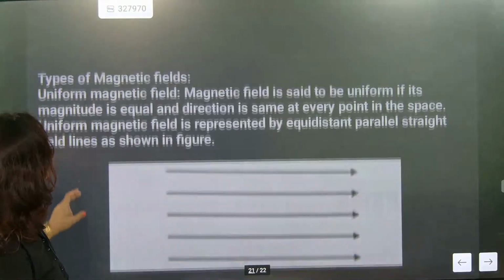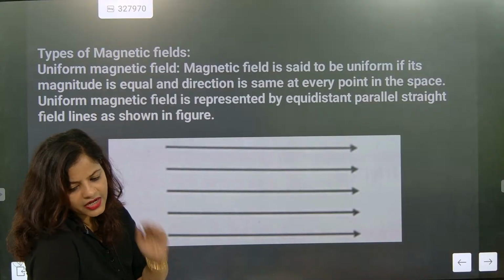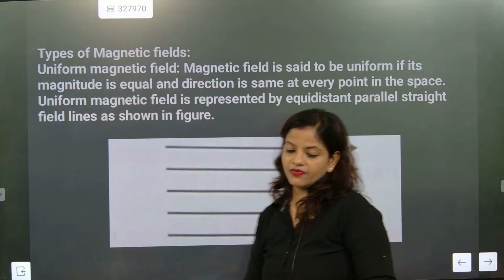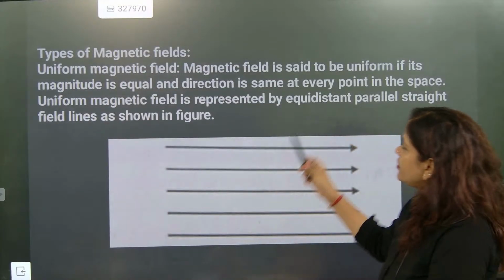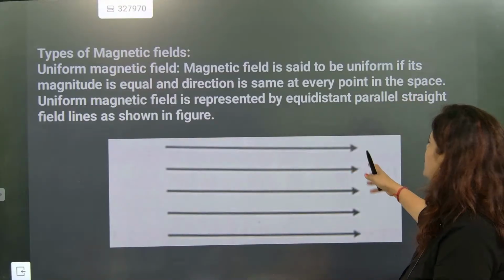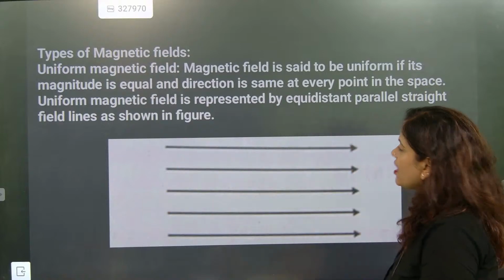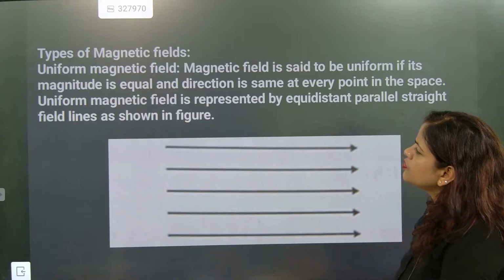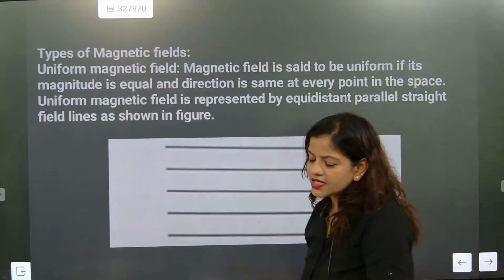Now we will talk about types of magnetic field. First, we will understand how many types of magnetic field there are. One is the uniform magnetic field. A field is said to be uniform if its magnitude is equal and direction is the same at every point. You see, in this uniform magnetic field, the direction is the same and the magnetic field lines are exactly uniform, parallel. So a uniform magnetic field is represented by equidistant parallel straight lines.